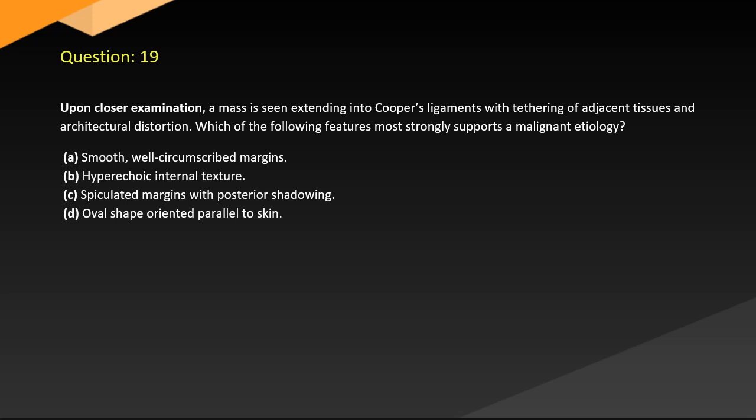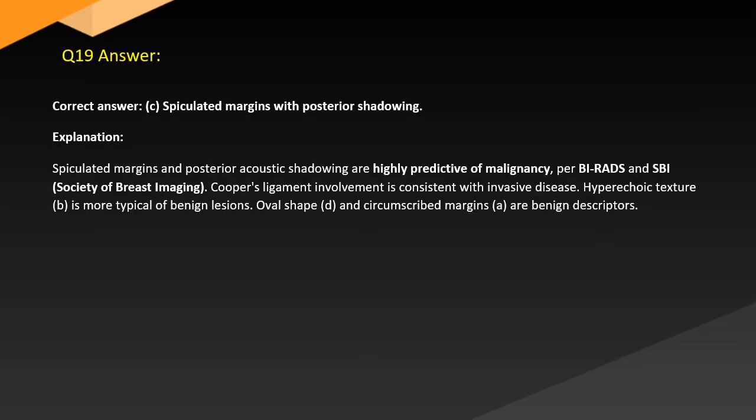Question 19. Upon closer examination, a mass is seen extending into Cooper's ligaments with tethering of adjacent tissues and architectural distortion. Which of the following features most strongly supports malignant etiology? A. Smooth, well-circumscribed margins. B. Hyperechoic internal texture. C. Spiculated margins with posterior shadowing. D. Oval shape oriented parallel to skin.